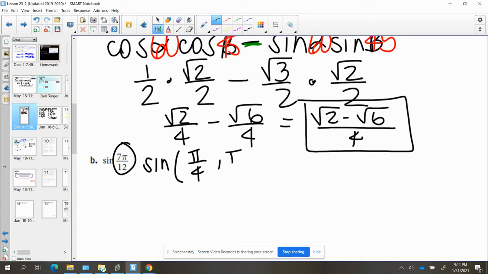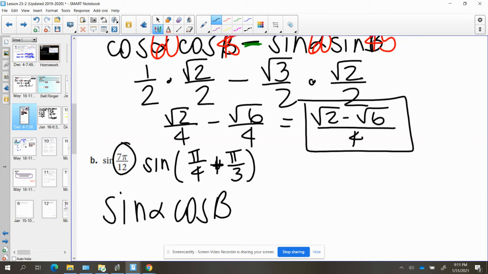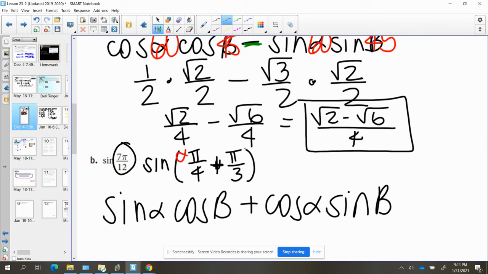So we said pi over 4 and pi over 3 added together would equal our sine value there. And again, when we're using the sine formula, it's sine of alpha cosine beta, same sign here, plus cosine alpha times the sine of beta. So again, if we have alpha is pi over 4 and beta is pi over 3, plug in the pi over 4 and the pi over 3, and then simplify from there.